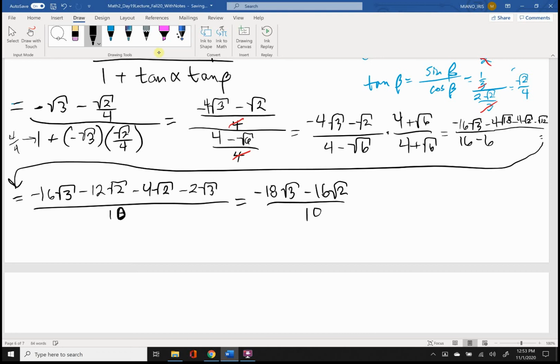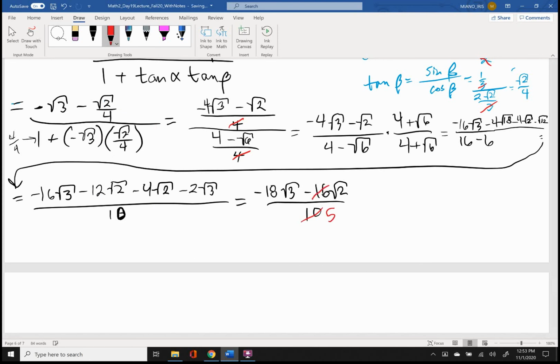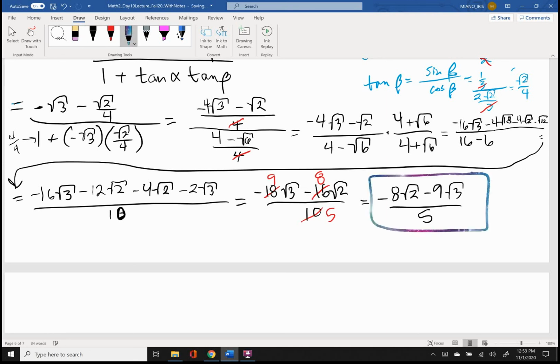Over 10. The 10, the 16, and the 18 all share a factor of 2 that can be slashed out. So if you slash out a factor of 2, you're left with 5 here, 8 there, 9 there. And then your final answer, switching these two terms for seemingly no apparent reason, is negative 8 root 2's minus 9 root 3's all over 5. Wow. And that's your final answer. Oh, Lord. Feel free to press pause and take a break from that, because that is just wild.